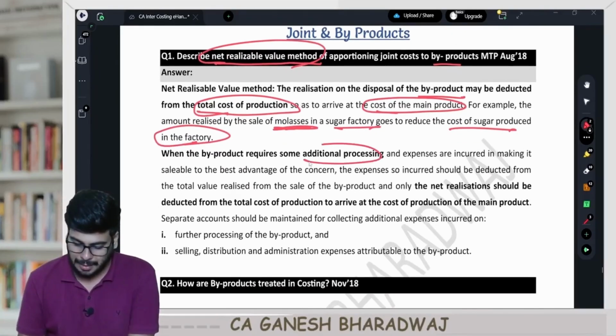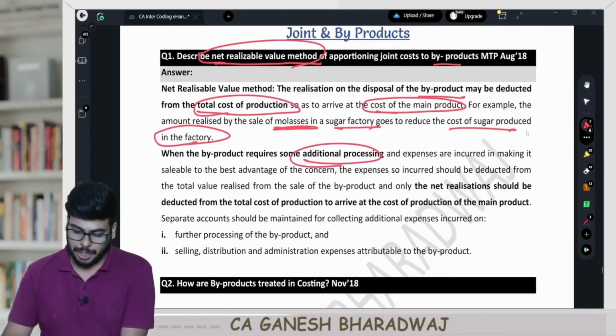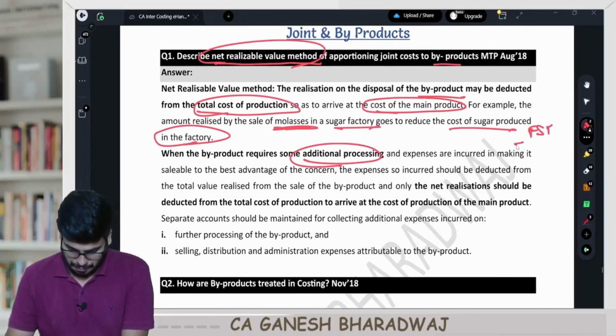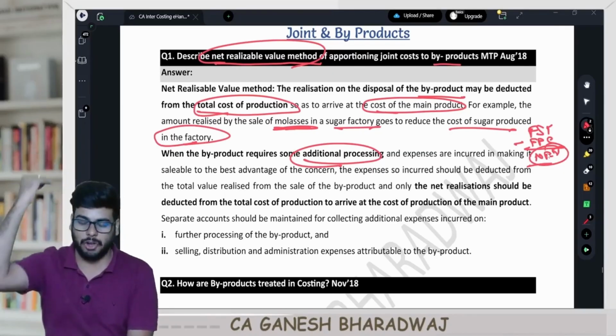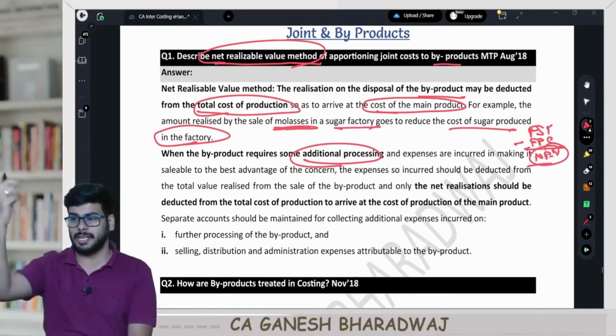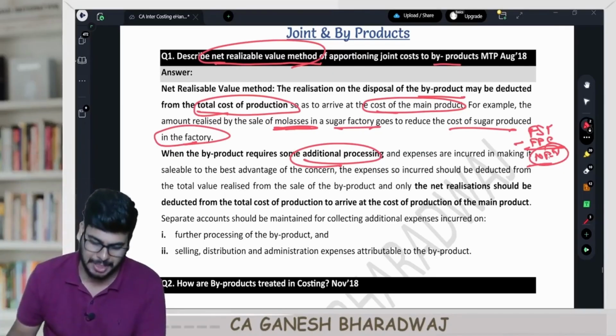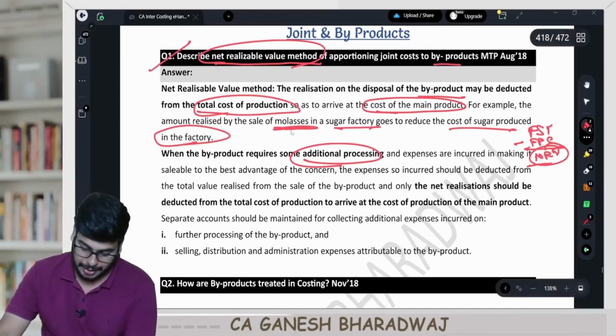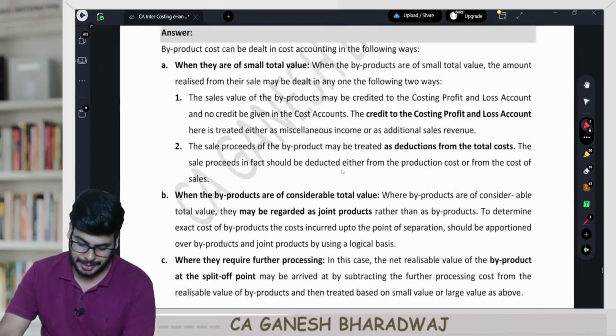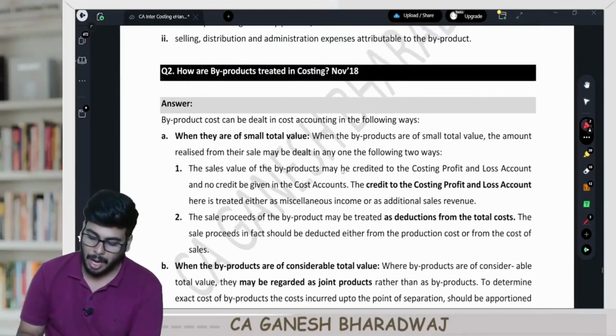So when it requires some additional processing, what will you do? You will take the final sale value minus further processing cost. The NRV amount gets reduced from my joint cost. The net joint cost only gets apportioned between my joint products. Clear with this, guys? That they have just explained it here. Yes? Fine.